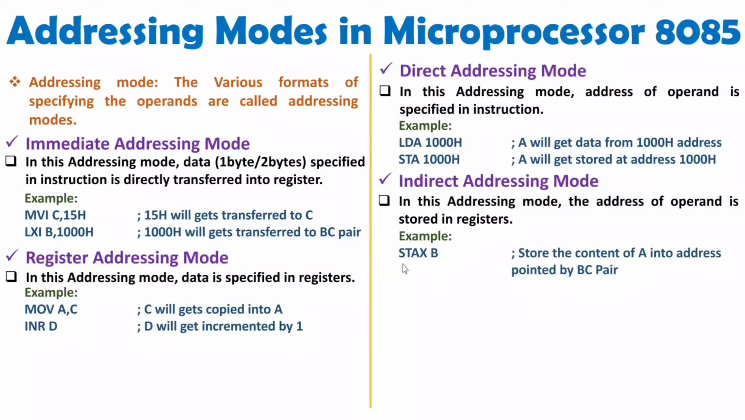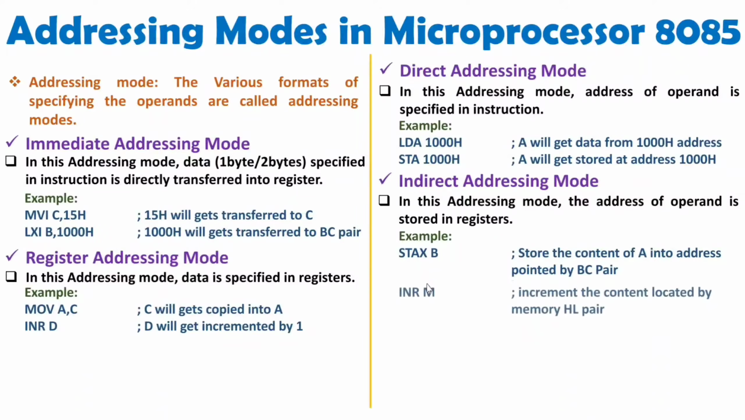So if I execute STAX B, then here this BC pair will be pointing to one address, and at that address whatever data is there will get loaded by accumulator. So here we will be storing accumulator at address pointed by BC pair, right. So here you see address of operand is pointed by register pair.